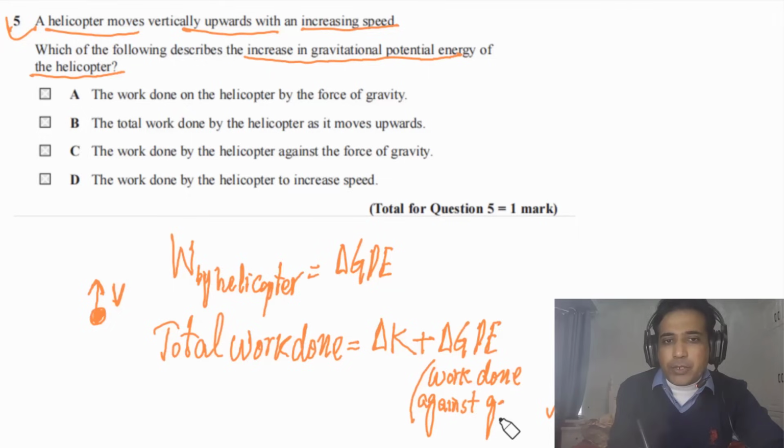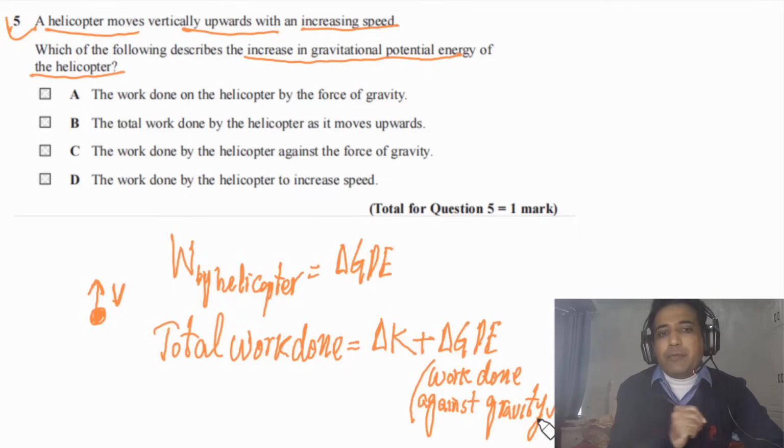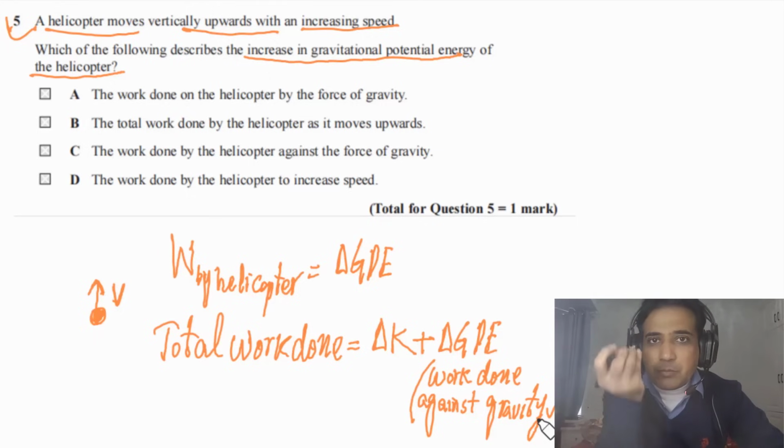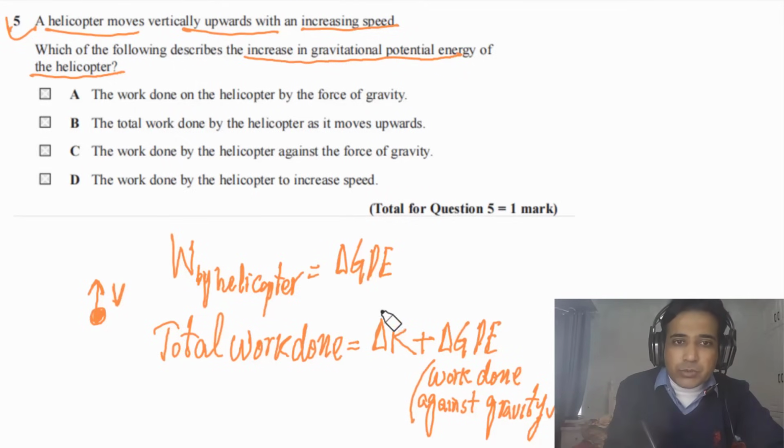So this is the point you need to understand, work done against gravity. If the speed is constant, the work done by the helicopter is equal to the gain in GPE, the gain in gravitational potential energy, or you can say the increase in gravitational potential energy. If the speed is also increasing, the work done is equal to the change in kinetic energy plus the work done against gravity.